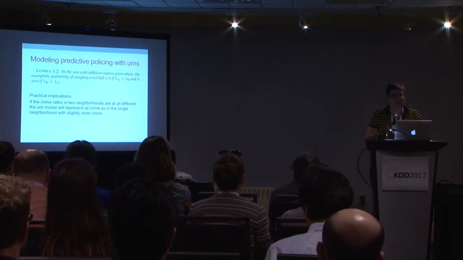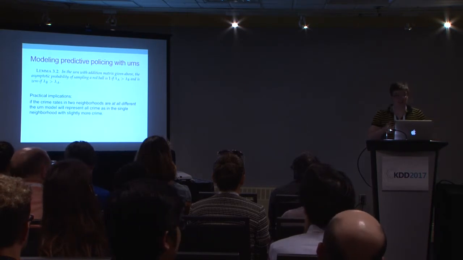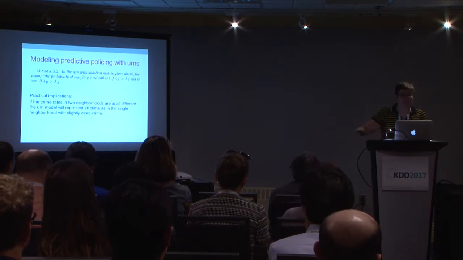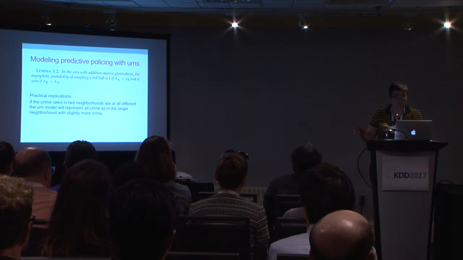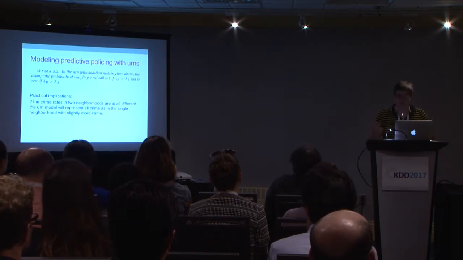Okay, so what does that mean practically? It means that if the crime rates in the two neighborhoods are at all different, maybe it's 51% of the crime in one neighborhood and 49% in the other, our urn will converge to having only crime from the one neighborhood that's slightly more. It will converge to sending all of the police to that one neighborhood that has 51% of the crime, which we had stated up front was not our goal. Our goal was to distribute the police according to the relative amount of crime.